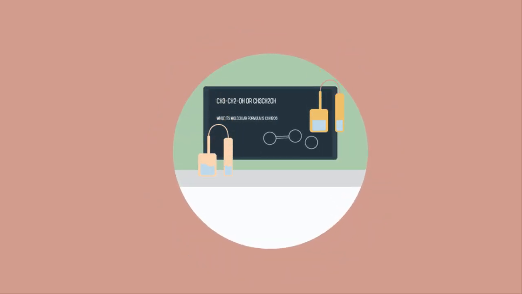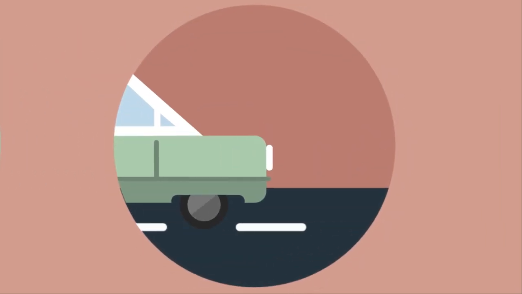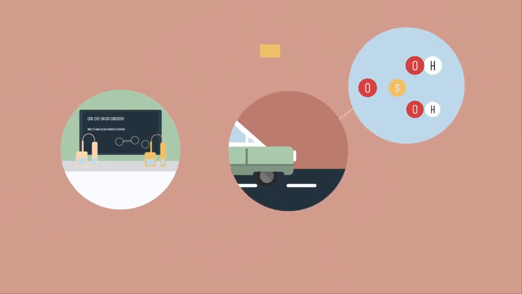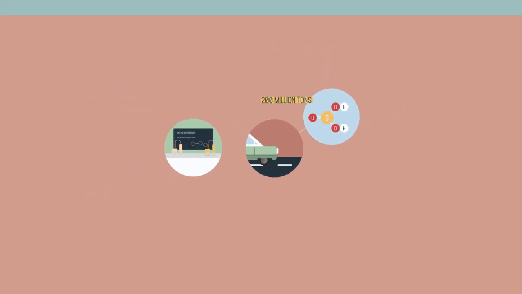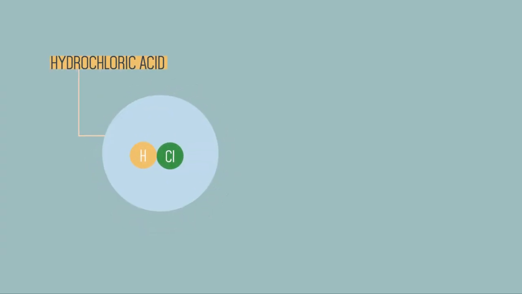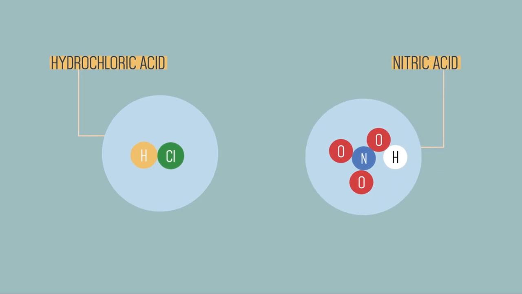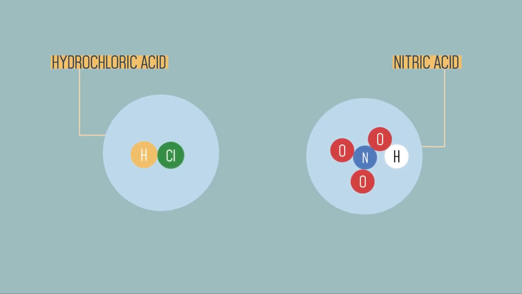In contrast, strong acids are often used in school science labs for experimentation, but they have important uses in industry and the everyday world. Sulphuric acid, for example, is found in car batteries, but industry uses 200 million tons annually for the chemical industry. Hydrochloric acid, found in your stomach, and nitric acid are also examples of strong acids.